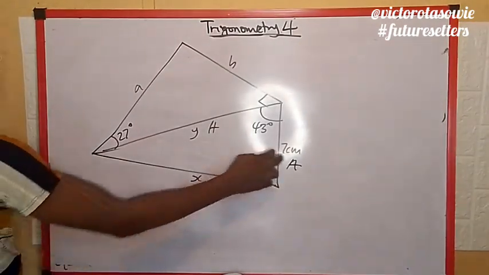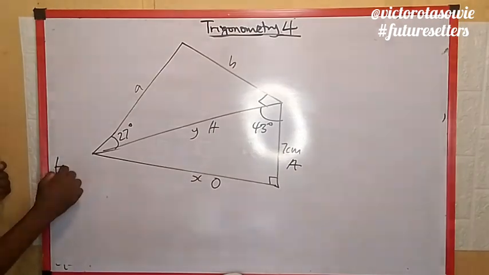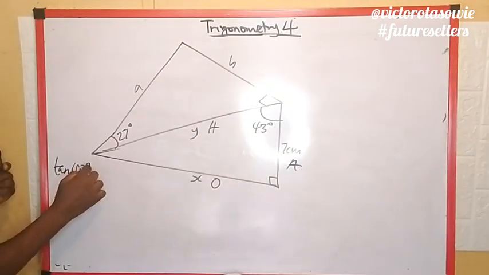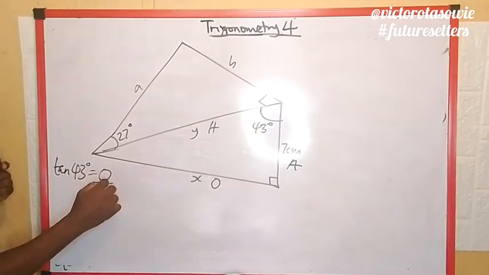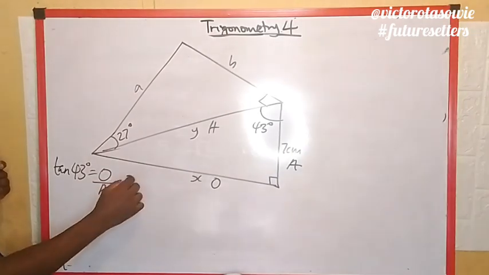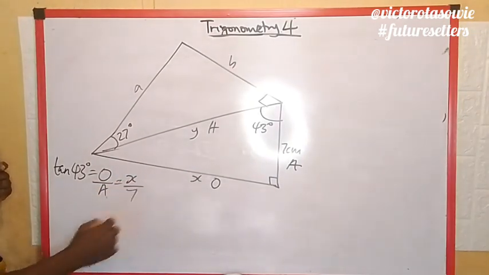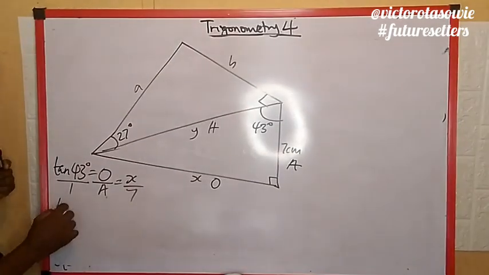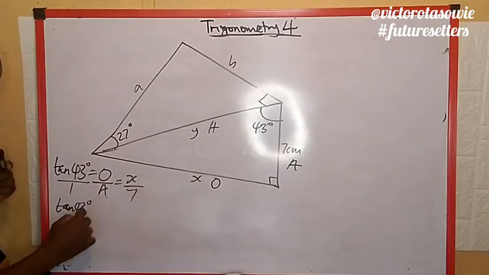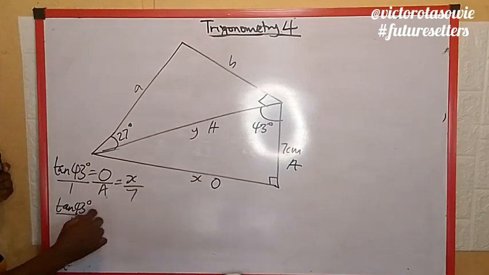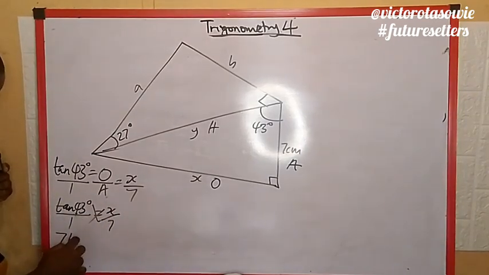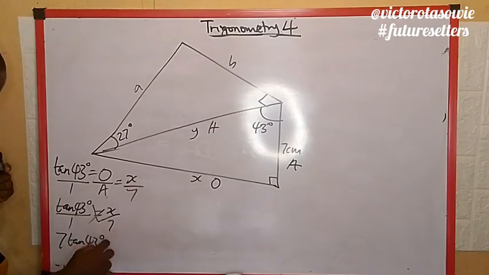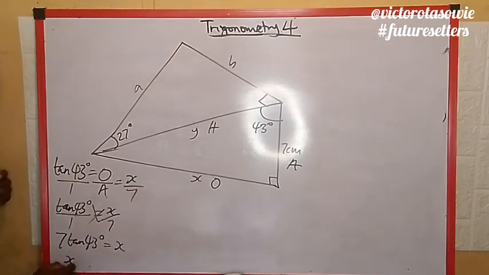We are going to work with opposite and adjacent, and that will give us tan 43 degrees equal to opposite over adjacent. What's opposite? x. What's adjacent? 7. You know, tan 43 is tan 43 over 1. So we are going to write tan 43 degrees over 1 equal to x over 7. Cross multiply. So this equals 7 tan 43 degrees equal to x.